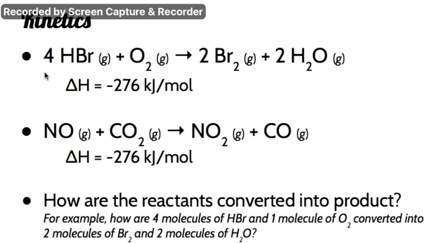Because as you can see here, it says 4 molecules of HBr and 1 molecule of O2. If this reaction happened in one step, where the reactants immediately turned into products, that would require 5 different molecules to run into each other at the same time with enough energy and at the proper orientation. Statistically, that's almost impossible. What actually happens is a multi-step process that we refer to in chemistry as a mechanism.